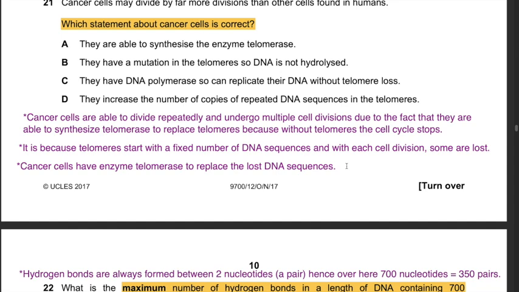Cancer cells may divide by far more divisions than other cells found in humans. From that, you must realize that it is concerned with telomeres and the enzyme telomerase. Therefore, always look out for the answer which has a point relating to this. So, the statement about cancer cells which is correct over here is only statement A. And regarding cancer cells, all you have to know is this statement. They are able to divide far more rapidly than other cells in humans by mitosis. They undergo multiple cell divisions due to the fact that they are able to synthesize telomerase, which is an enzyme that replaces telomeres. Therefore, what is correct over here is statement A.